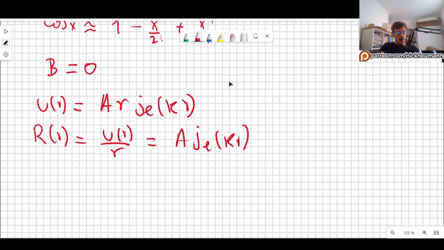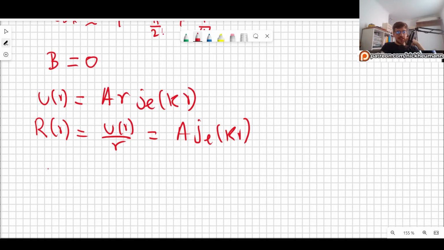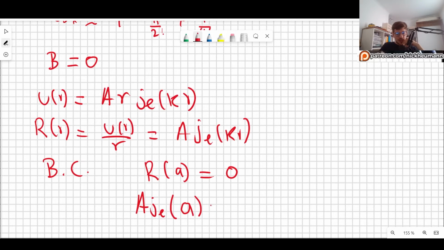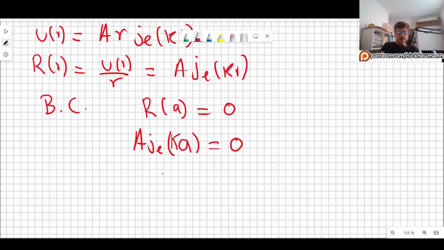And now we want this to be equal to 0 at a. That's our boundary condition, right? Boundary condition means that we want R evaluated at a to be equal to 0. So that means that A times the spherical Bessel function evaluated at ka, sorry, because r is a, this has to be equal to 0. Now, for this to be true, we need the spherical Bessel function to be 0.